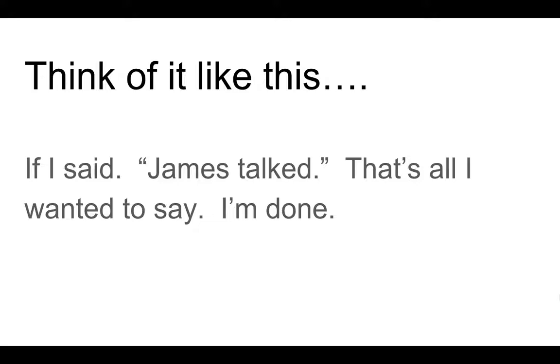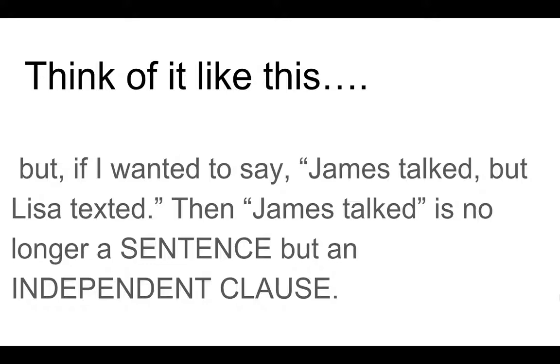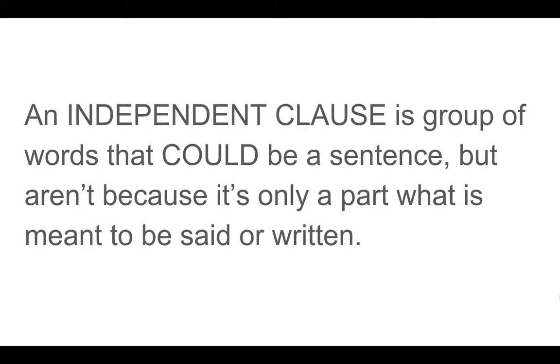If I said James talked, that's all I wanted to say, then I'm done. And that's a sentence. But if I wanted to say James talked, but Lisa texted, then James talked is no longer a sentence, but an independent clause. An independent clause is a group of words that could be a sentence, but aren't because it's only a part of what is meant to be said or written.